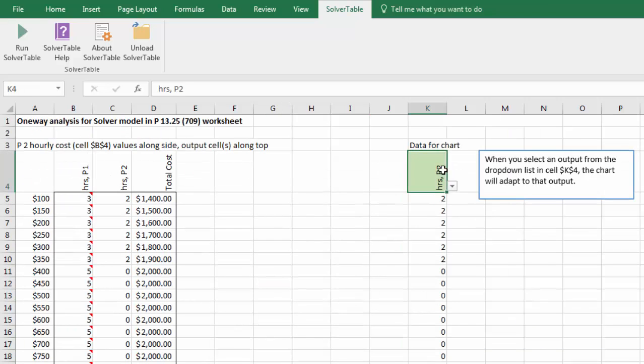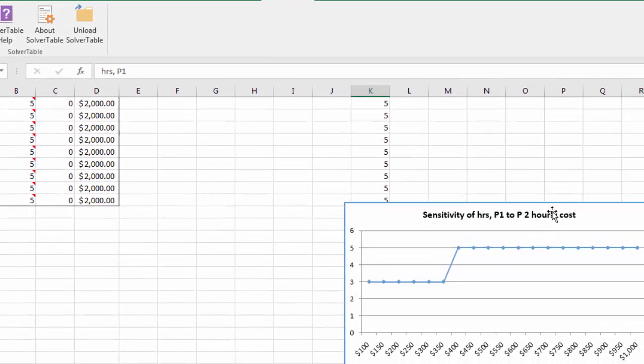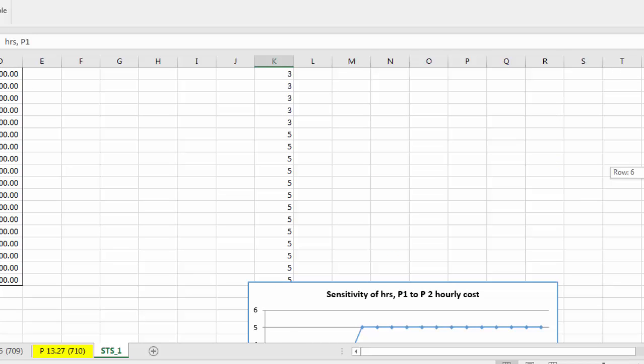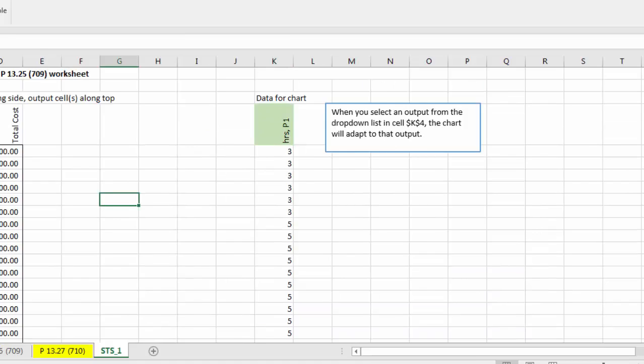The chart here just lets us select hours P1, P2, or total cost and see how that changes as price changes. So here we have sensitivity of hours P1 to P2 hourly cost. P1 hours they jump from 3 to 5 once P2 cost gets above 400. So that's kind of a nice feature of the solver table as well. So we can then answer those questions here.